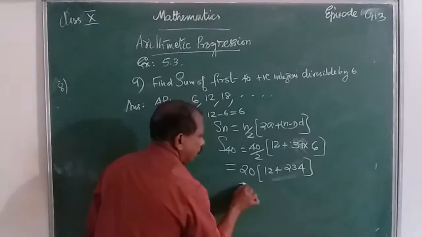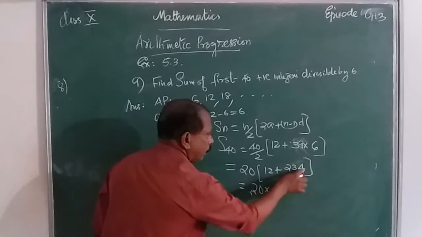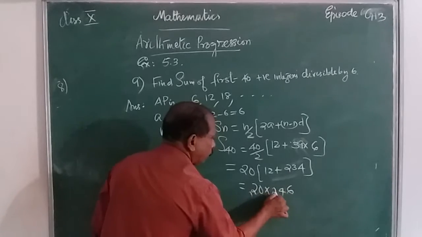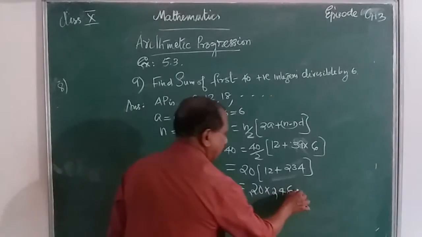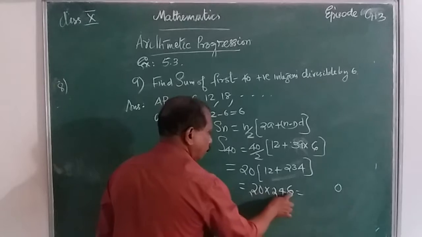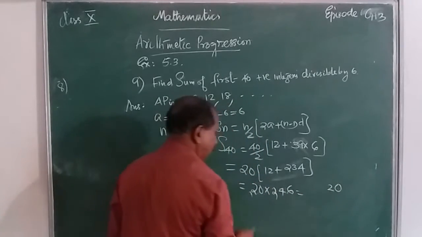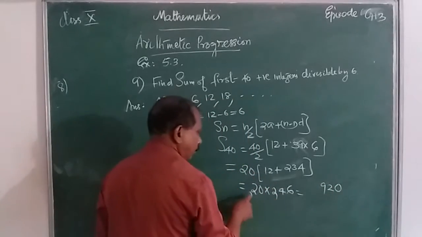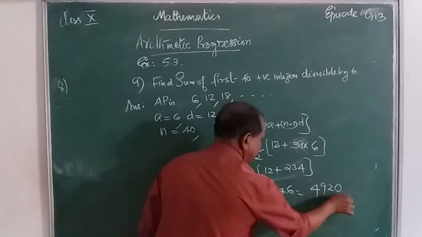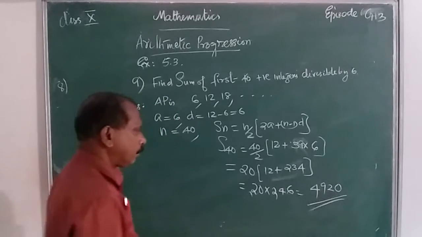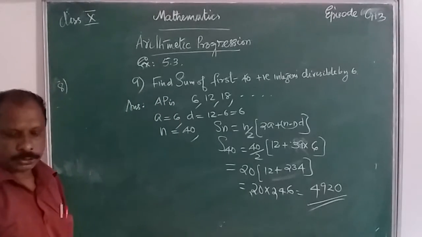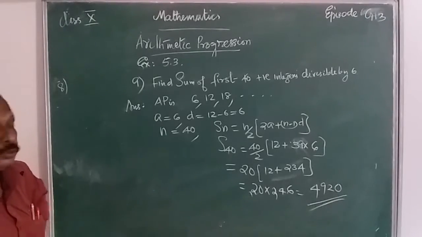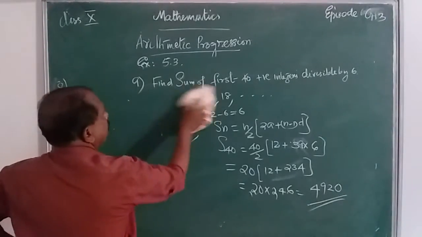Is equal to 20 into 4 plus 2, 6. 3 plus 1, 4. 2, 46. That is equal to 0. 6 2s are 12, remain 1. 4 2s are 8 plus 1, 9. 2 2s are 4. That is 4920. That is the sum of the first 40 positive integers which are divisible by 6.